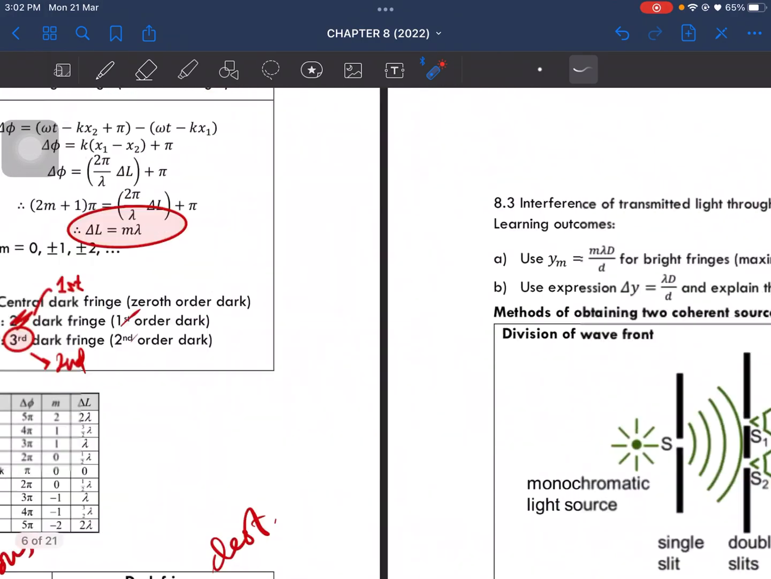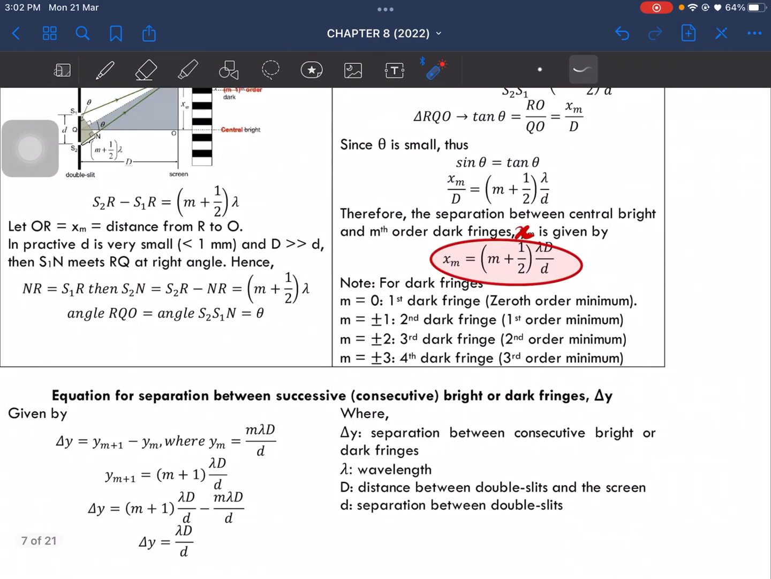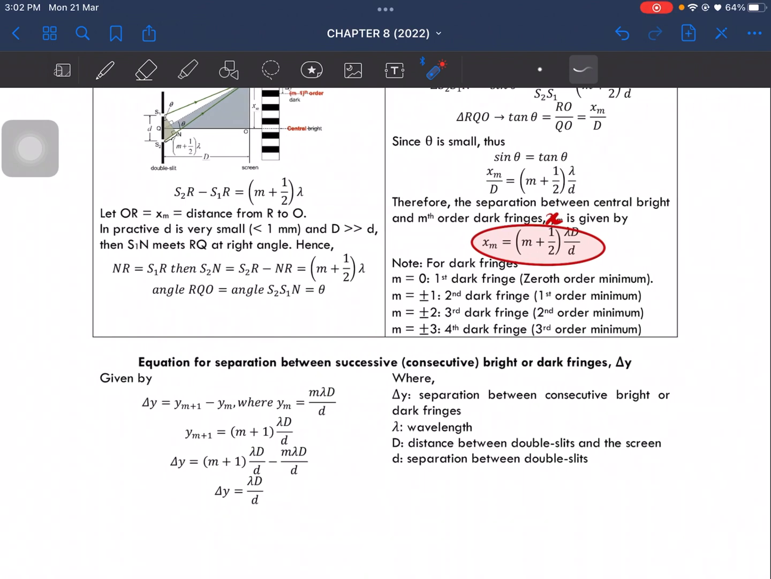Why? Because at this central maximum there is... yeah, so the first dark fringe is at the 0th order minimum. Okay, and then the second dark fringe is our first order minimum. So 1, 2, 3, 0, 1, 2, 3. Hopefully you get that, but you will if you do the exercises and see my examples.